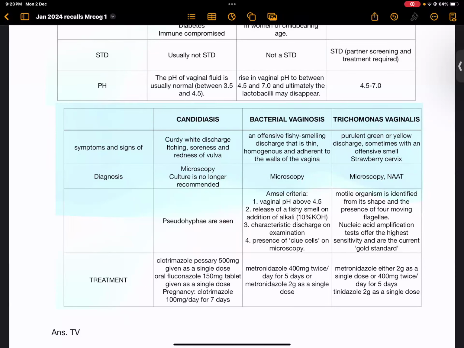Okay, so the treatment in Candida, you know that you have to give antifungals in the form of pessary or in the form of oral. And in pregnancy, again, you can use the pessary. In BV and TV, the dose is almost the same, and you give metronidazole.